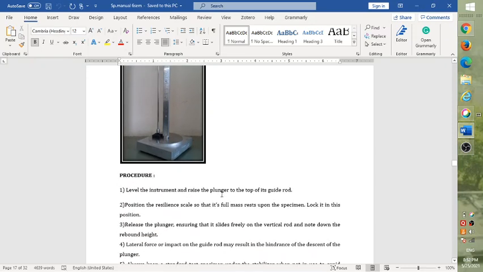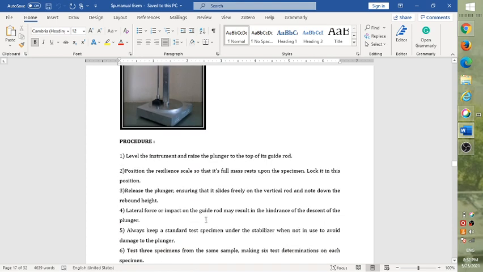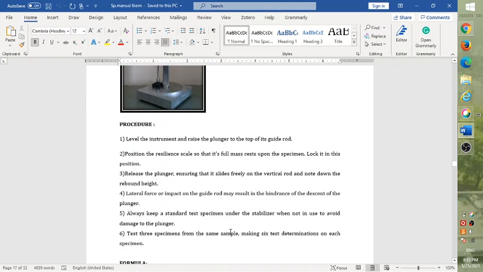Level the instrument and raise the plunger to the top of its guide rod. Position the resilience scale so that its full mass rests upon the specimen. Lock it in this position. Now I took the plunger up. Then I release the plunger, ensuring that it slides freely on the vertical rod, and note down the rebound height. Lateral force or impact on the guide rod may result in hindrance of the descent of the plunger. Always keep a standard test specimen under the stabilizer when not in use to avoid damage to the plunger.